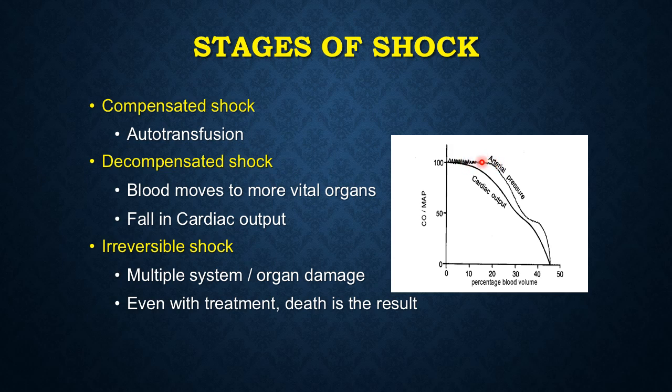This is the stage where the patient is actually treatable, and an astute doctor will identify that the patient is going into impending decompensated shock and will treat the patient adequately and reverse the process and bring him back. Otherwise, if the bleeding continues and the patient reaches 30 to 40% of blood loss, by that time multiple system or organ damage has been done, and even with treatment death is the result. So this is called irreversible shock.